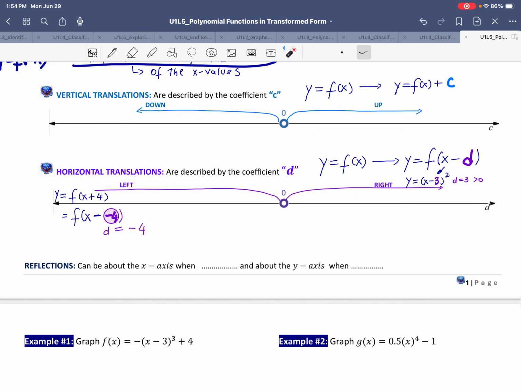Now, before we leave, remember that reflections can be over the x-axis when a is changing to negative, and reflections are about the y-axis when k is changing to negative.